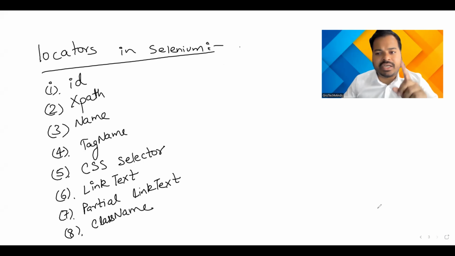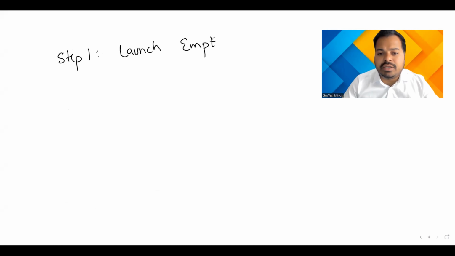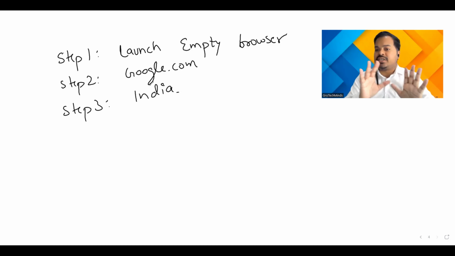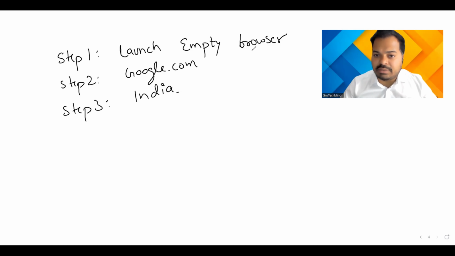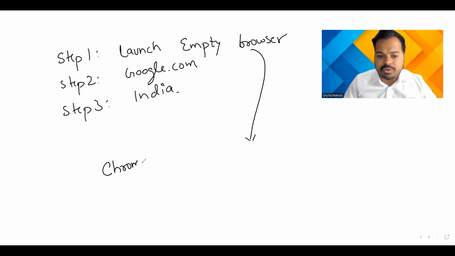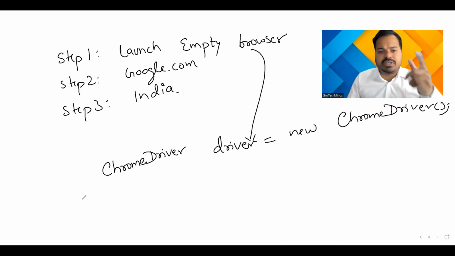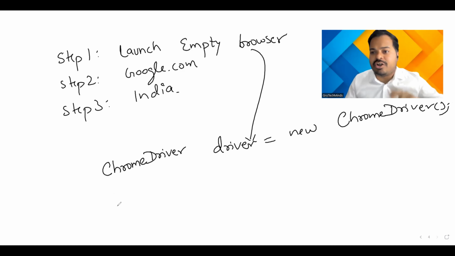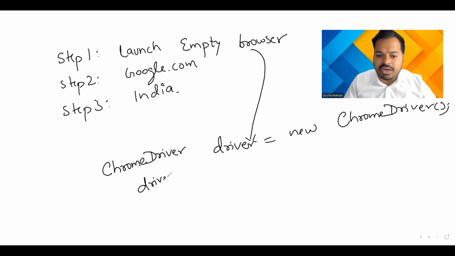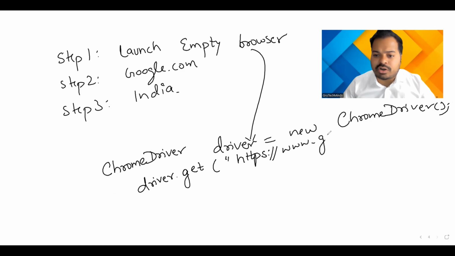So guys, let us write a scenario and do it. Okay, listen to me carefully. Step 1, launch an empty browser. Step 2, navigate to google.com. Step 3, type India. That's all I want to do, right? You already know how to launch an empty browser: ChromeDriver driver equals new ChromeDriver. If you just do this, step 1 is done. Step 2, navigate to google.com. You even know this: driver.get and your URL, which here is https://www.google.com.